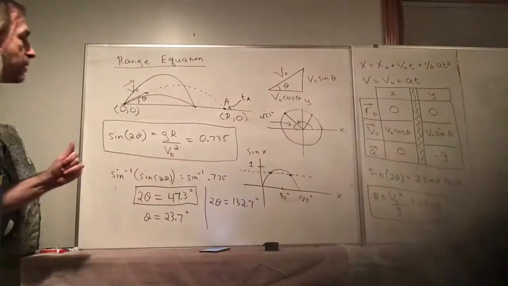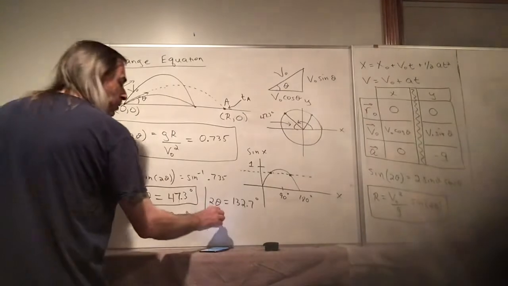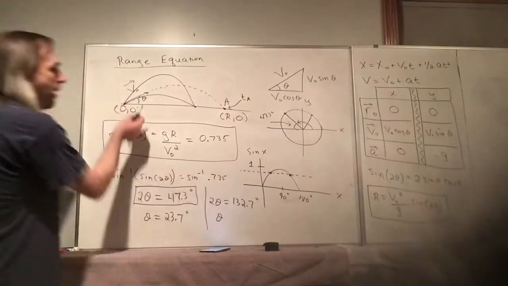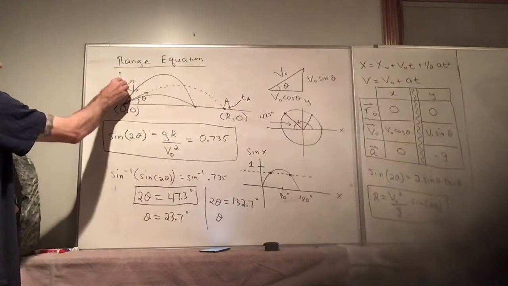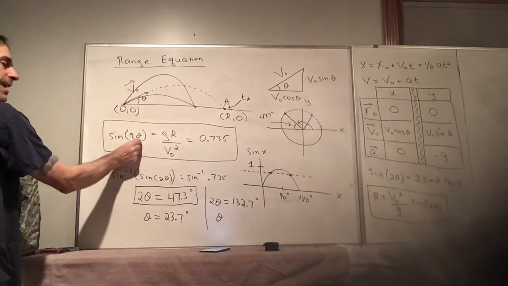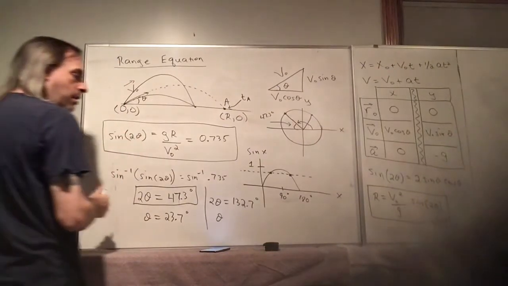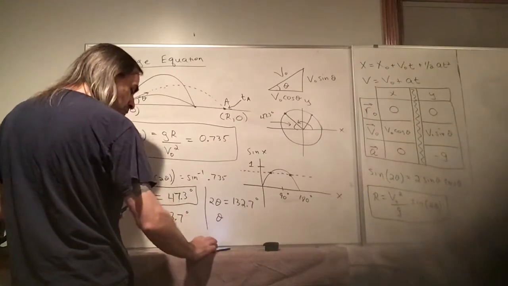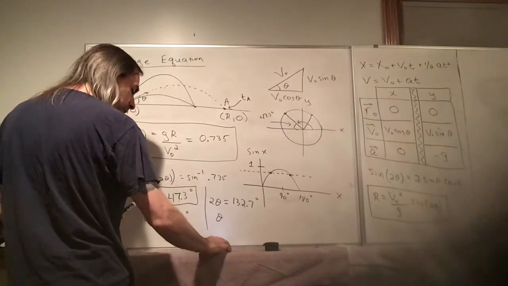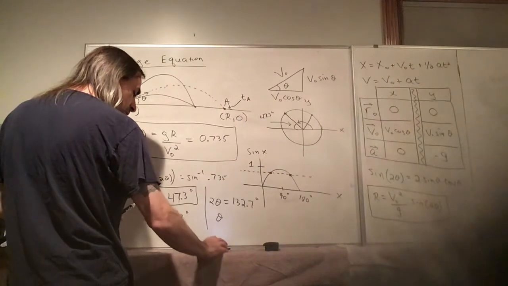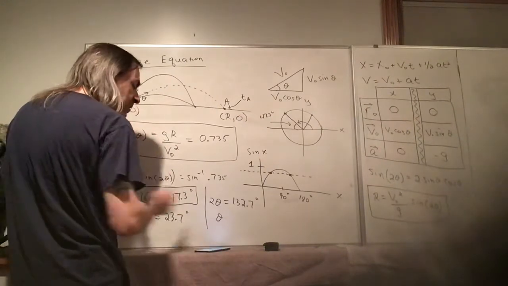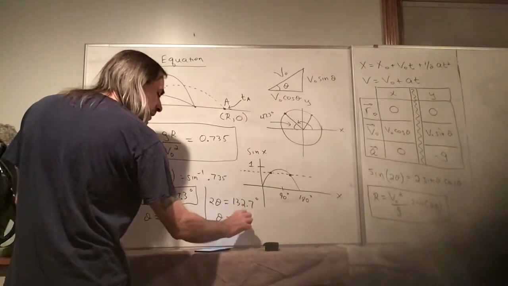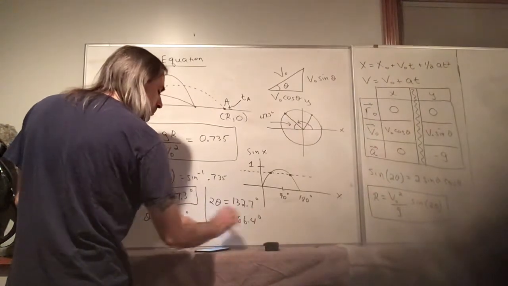And that's a valid solution because if we divide by 2, remember the actual angle has to be between 0 and 90 degrees, but we have a 2 theta here. So if we divide 132.7 by 2, another angle is 66.4 degrees.